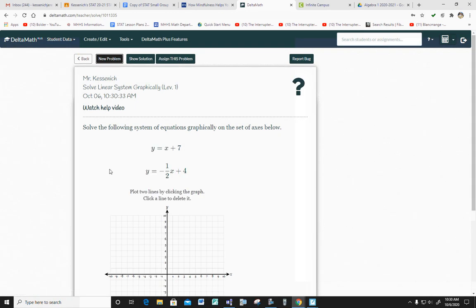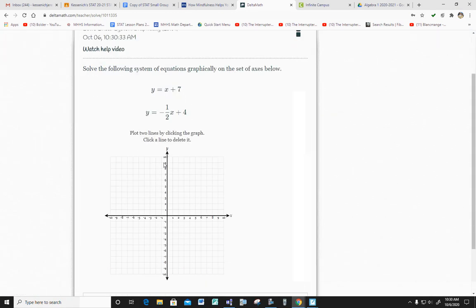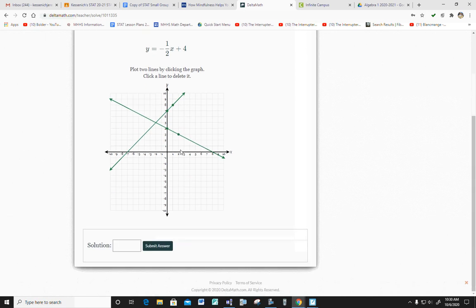So here's another one. So to do it, your y-intercept is 7, and your slope is 1, up 1 over 1. Okay, this one, the y-intercept is 4. And the slope, I'm going to put the negative up, so it's -1 over 2. So you go down 1, right 2. So this is the setup, and the answer is where they touch. So would that be -2, 5? And you submit your answer.